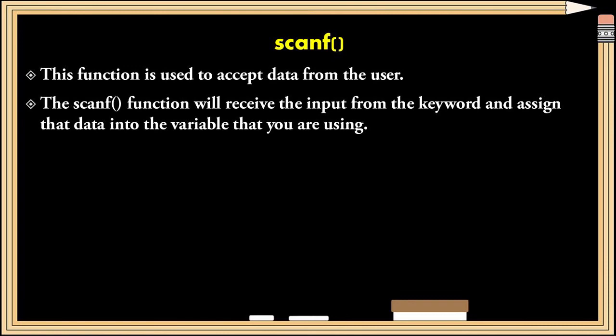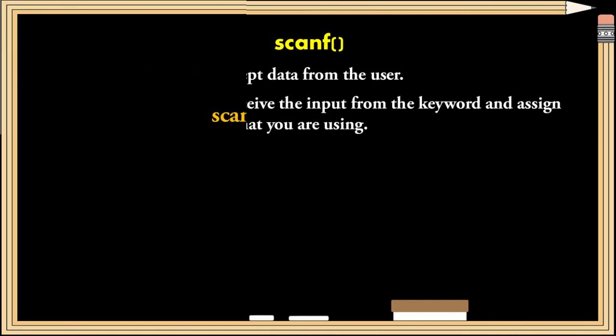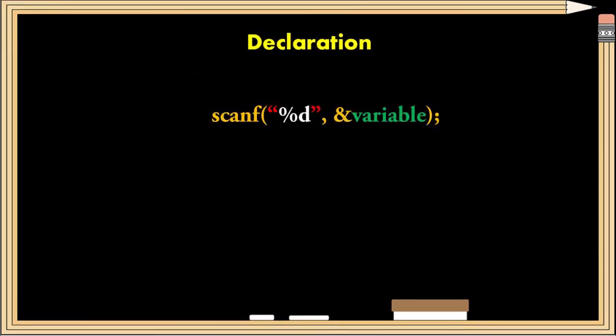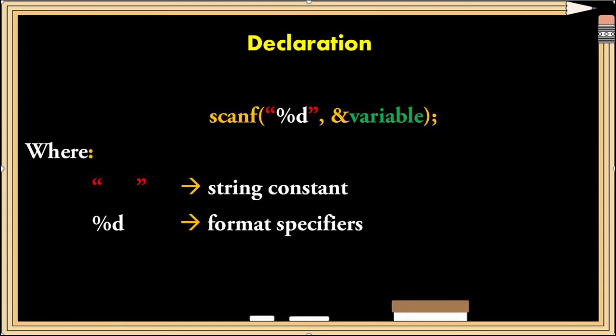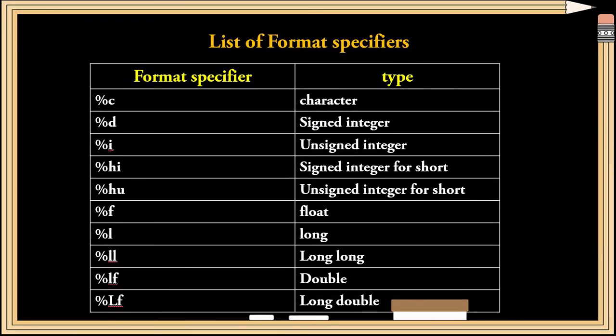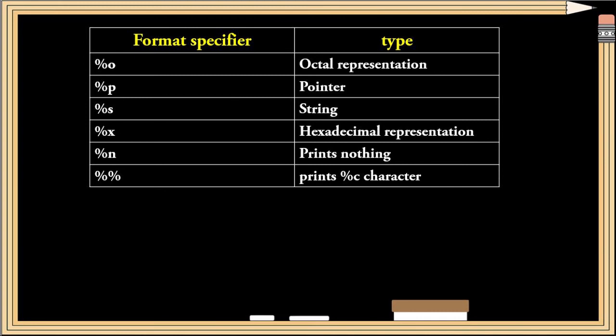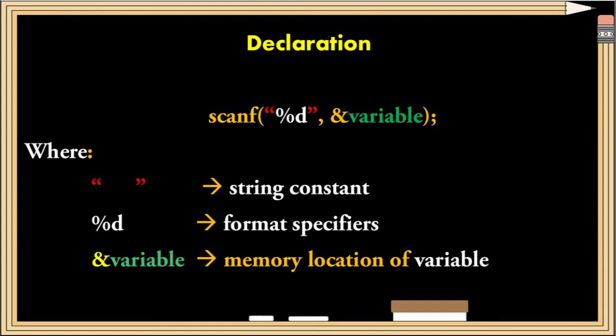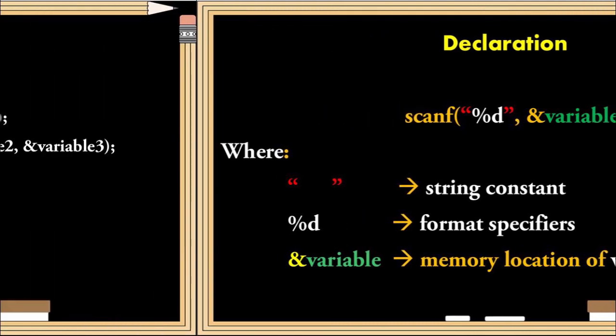The scanf function. This function is used to accept data from the user. The scanf function will receive the input from the keyboard and assign that data into the variable that you are using. Declaration, where the first parameter is the string constant, %d is the format specifier. Whatever you use in printf, the same format specifier can be used in scanf functions also. And next is important, the ampersand before the variable, where the ampersand indicates the memory location of the variable where you are entering the value.